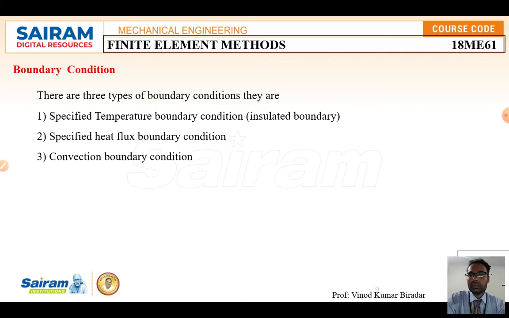Normally here we are going to use 3 different types of boundary condition. One is the specified temperature boundary condition, where they will specify the initial temperature. Next is the specified heat flux boundary condition, where they may give the heat flux. One more is the convection boundary condition, which we studied in the first lecture video. We will study these two now.